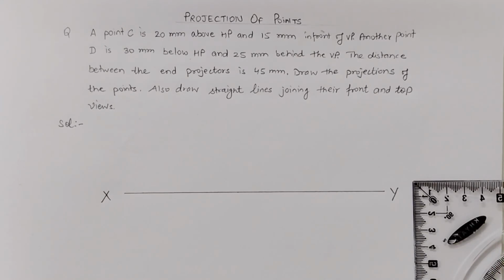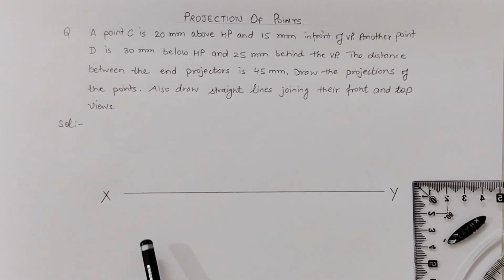Projection of points. In this question, 2 points are given, point C and D, and their position with respect to HP and VP is given. So we have to draw its front and top view, and after drawing the top and front view, we have to join the front view of both the points. Same way, we have to join top view of both the points with a straight line. So let us start with the question.